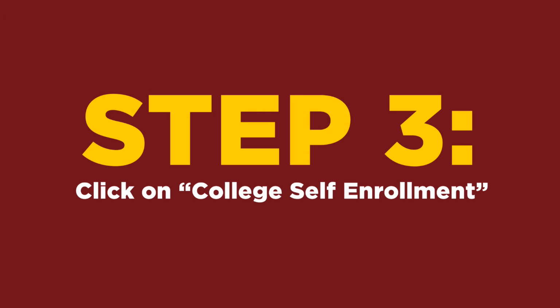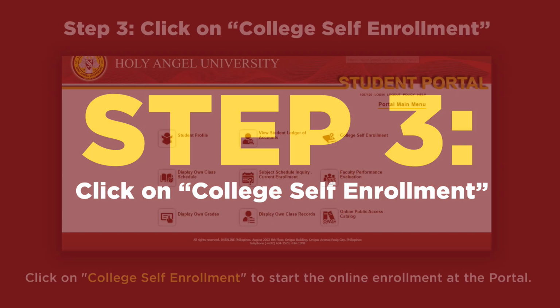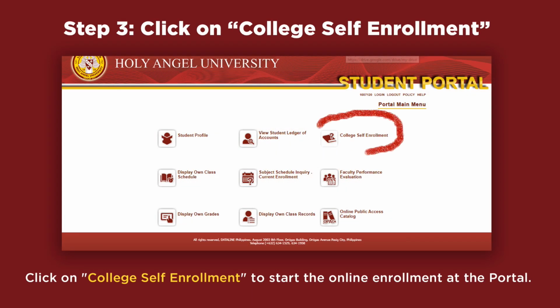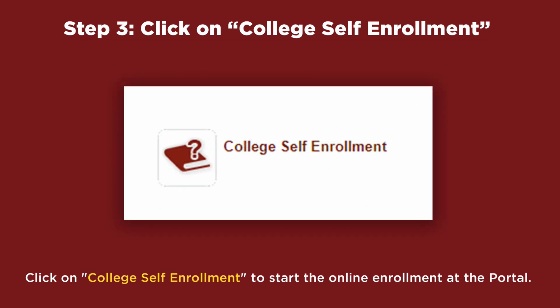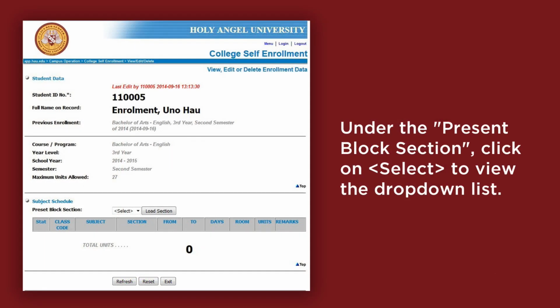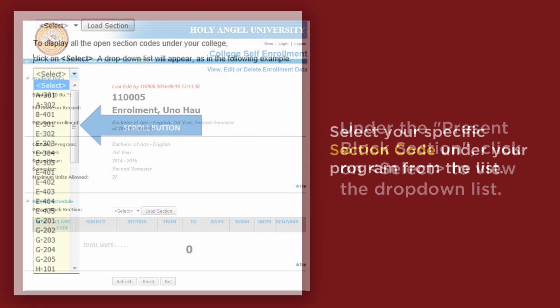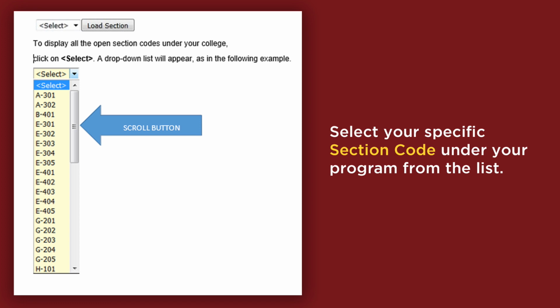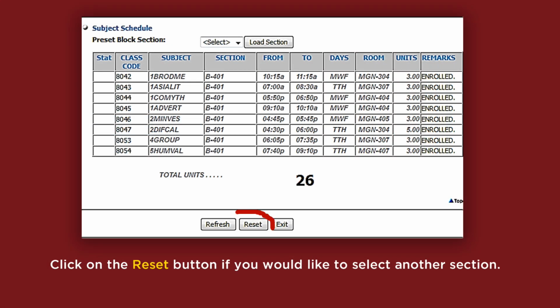Step 3. After you get into the student portal main menu page, click on the icon for the college self-enrollment routine. Once you are at the enrollment page, click Select Section and a drop-down list will appear. To select a specific section code, point your mouse pointer to the section code, then click the left mouse button. Select only the section that is for your program or course. Click on the Reset button if you would like to select another section.